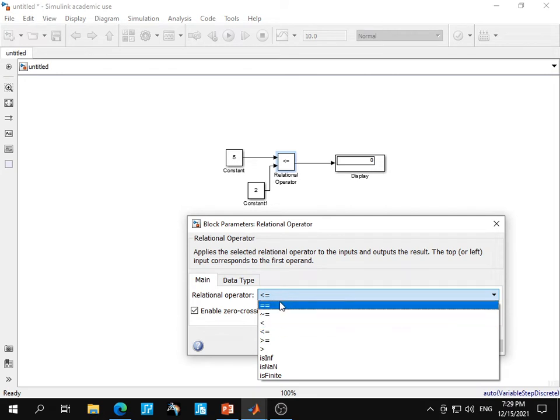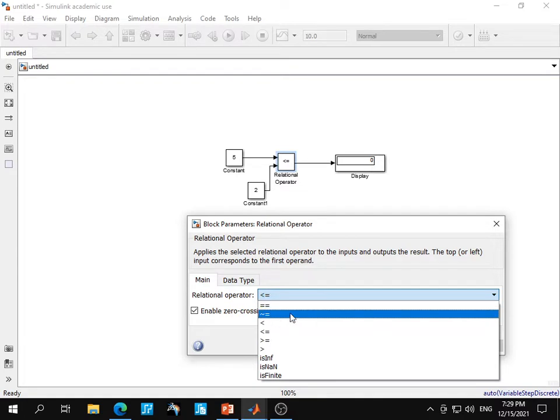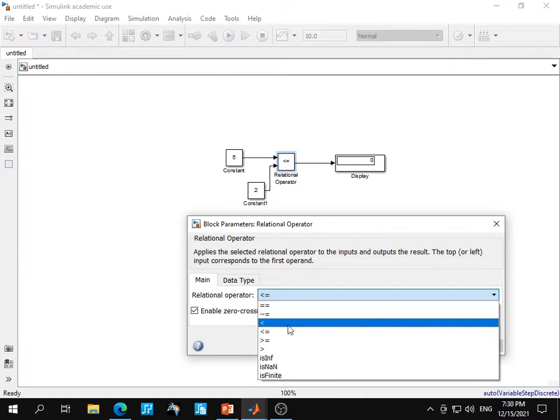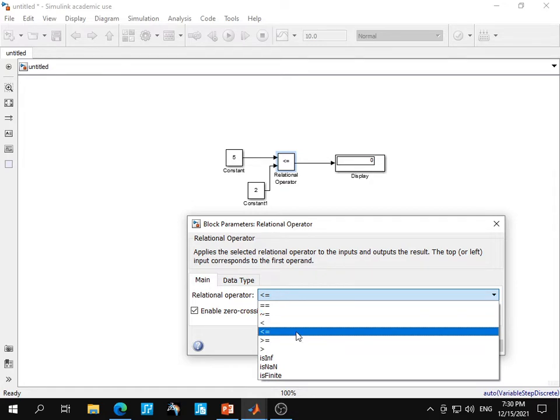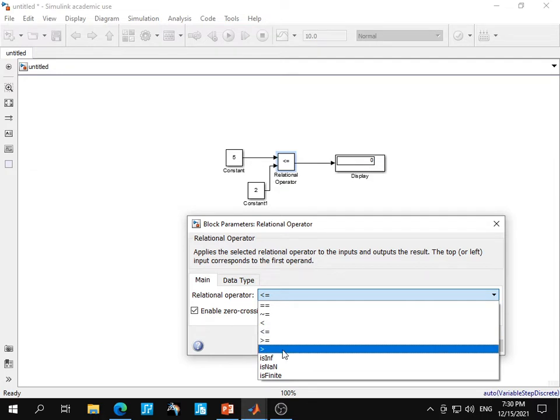And the rest is just like when you use the if. This means check if it's equal and check if it's not equal. And check if it's smaller or equal, greater or equal, greater.